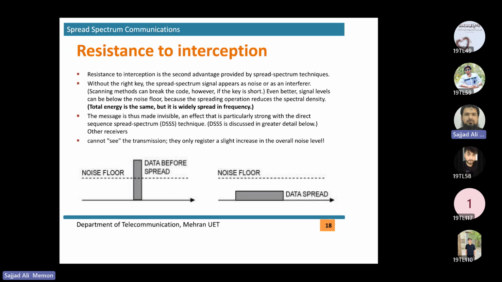That is, total energy is the same, but it is widely spread in frequency. Spectral density means how much power is being provided in a certain frequency. So spectral density is watts per hertz: how much power is transmitted per hertz. So when we spread a signal, this spectral density is spread. That means now we have less power per hertz. So the message is thus made invisible, an effect that is particularly strong with the direct sequence spread spectrum technique. Interceptors cannot see the transmission. They only register a slight increase in the overall noise level.